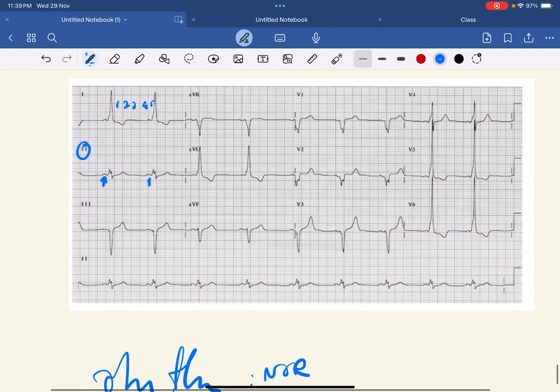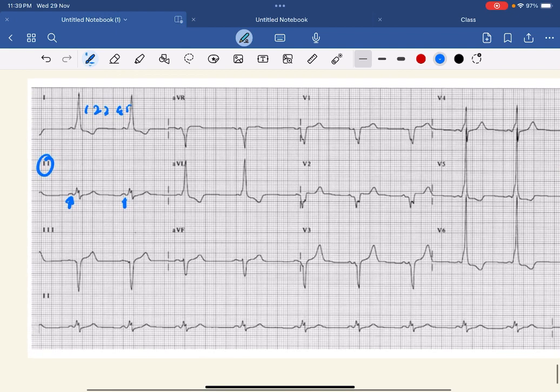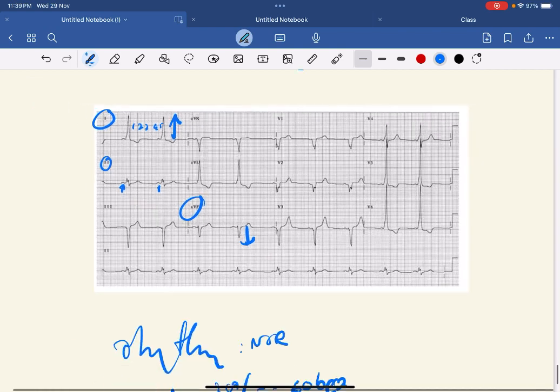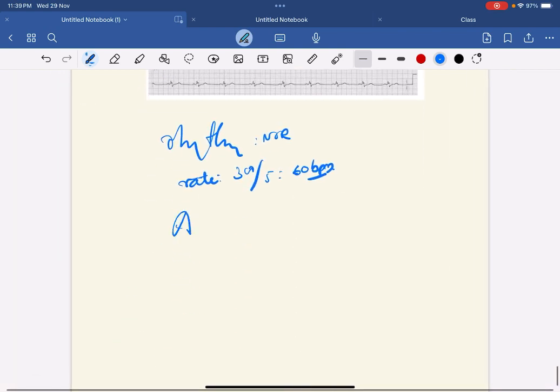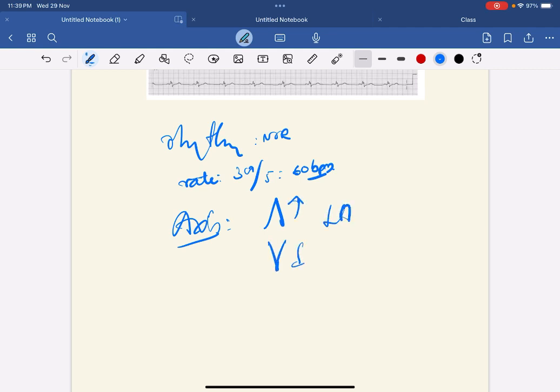So after that, we have to calculate the axis. For that, you have to see lead 1 and lead AVF. In lead 1, QRS is predominantly upward, and in lead AVF it is predominantly downward. So one is going up, one is going down. That means they are leaving each other. Leaving each other means left axis deviation.